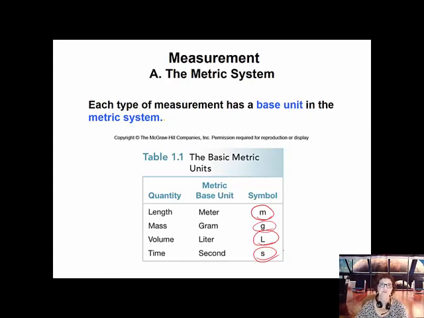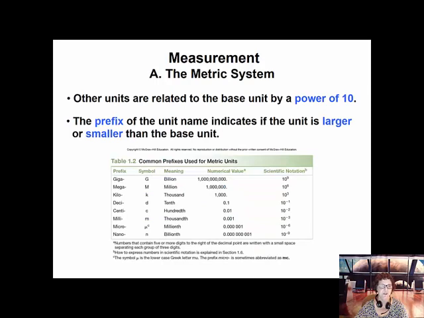The nice part about using the metric system is that we can use it in multiples of 10 and figure out exactly how many we have by the prefix that we use. The prefixes are in powers of 10. If it's smaller or larger, it depends on what prefix we use. In general chemistry especially, mainly what we're going to be using are the kilo, the centi, the milli, and sometimes the micro. Those are the main ones we use.